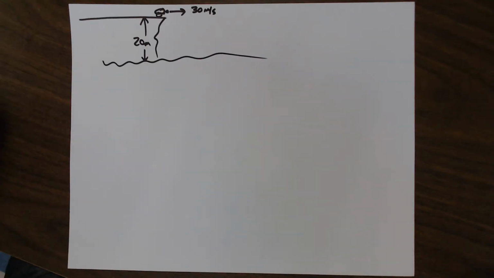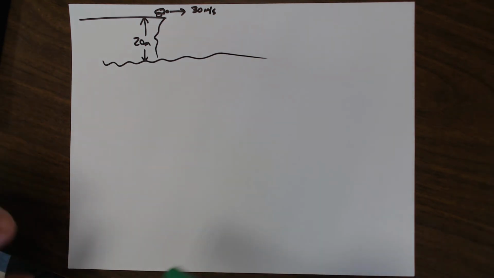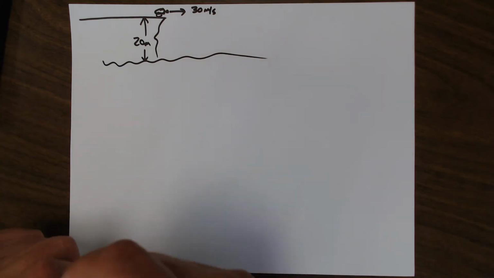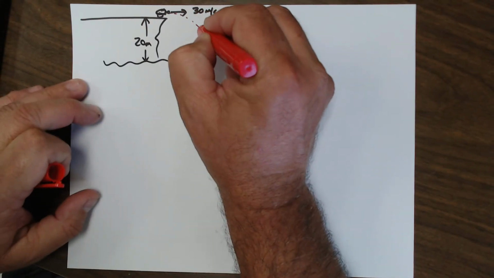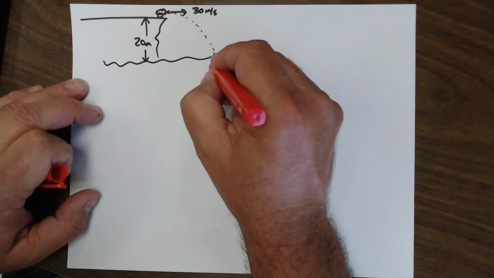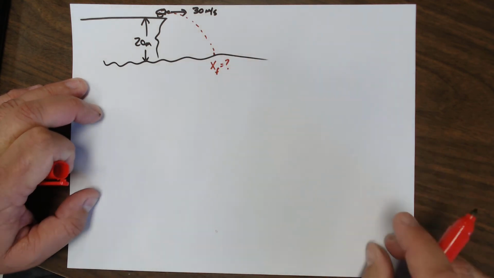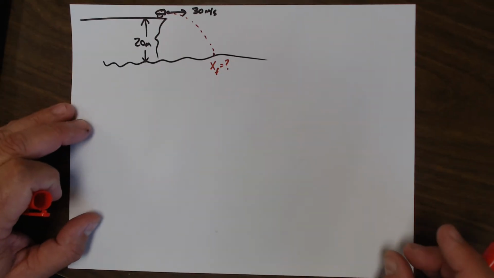I really don't know what speed cannons fire at. I don't know, they use gunpowder. They're probably a lot faster than this, but what the heck. And what I want to know is, this cannonball is going to go on a half a parabola, and it's going to land in the water over here. I'd like to know, where is it going to land?